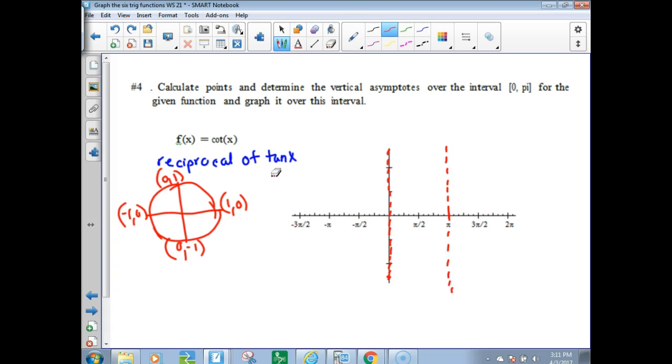And the tangent did a twist that went like that. So what do you think happens to the twist? It's going to flip the opposite way. So instead of down, up, it's going to go up, down. Meaning the twist will happen in this section. It's going to hit 0 at pi over 2. It should look something like that. Now that's one whole cycle.